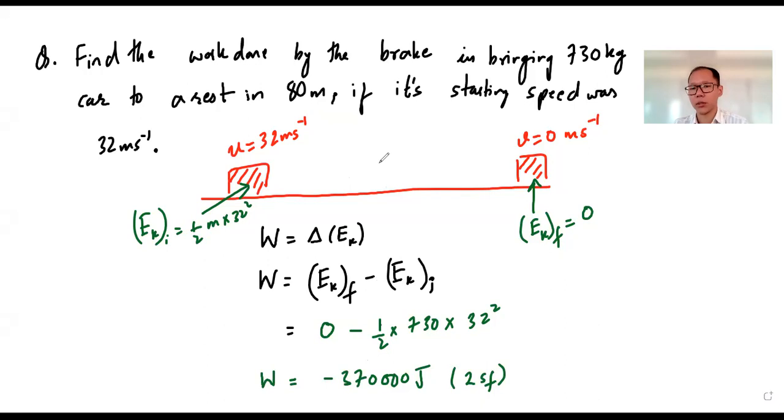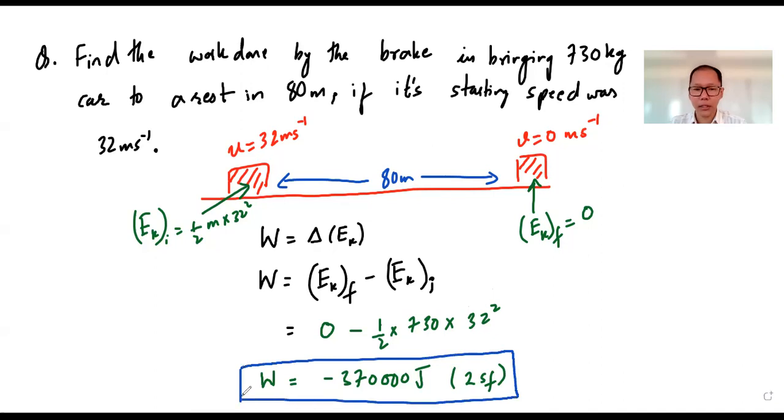The work done here required only the knowledge of the kinetic energy, so the displacement was irrelevant. You could still do it using the SUVAT equations, finding the acceleration, finding the resistive force, and then multiplying it by the displacement to find the work. But having information about the end quantities is sufficient to find the work done. This is the work done by the brake, and because the work is negative, we know that the force and the displacement were in opposite directions.